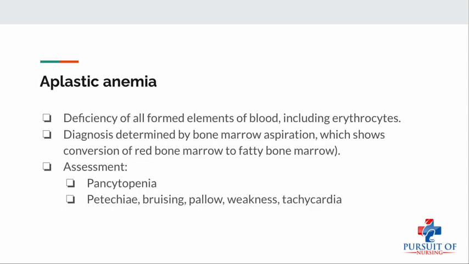All right, aplastic anemia, it may be primary, which means it would be present at birth, or it could be secondary. So it is a deficiency of all formed elements of blood, including erythrocytes. Diagnosis is determined via bone marrow aspiration, which shows the conversion of red bone marrow to fatty bone marrow.